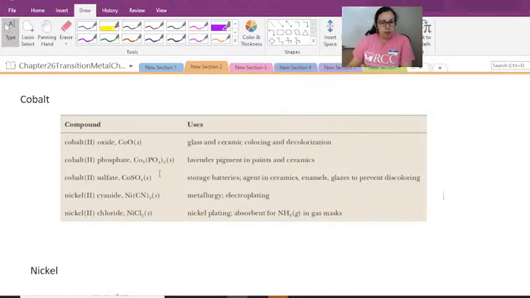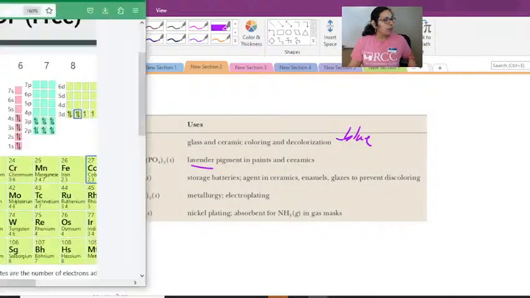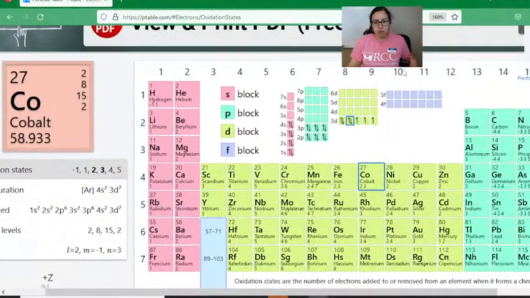And so cobalt has a lot of pretty colors. Cobalt oxide is this nice pretty blue, and that's used in stained glass windows or ceramic coloring. Cobalt phosphate gives a lavender pigment. Cobalt sulfate is used in batteries and also glazes. And there are also fun cobalt compounds.